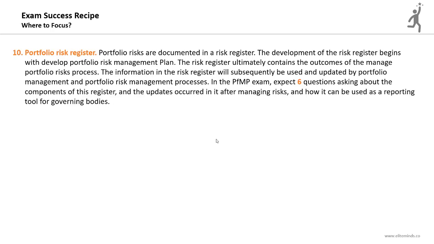The portfolio risk register is an important portfolio artifact where all the portfolio risks are being documented. The development of this risk register begins with the first risk management process, develop the risk management plan, and it is updated as a result of managing the portfolio risks process, and the information in the risk register will subsequently be used and updated by portfolio management and portfolio risk management processes. In the PFMP exam, expect at least 6 questions asking about the components of this register, the updates that occur in this register after managing risks, and how it can be used as a reporting tool for governing bodies.